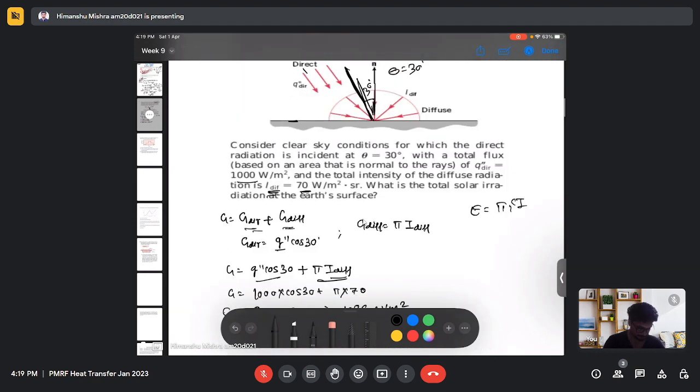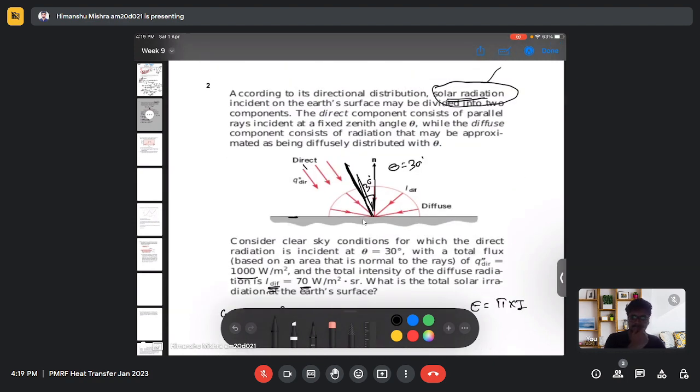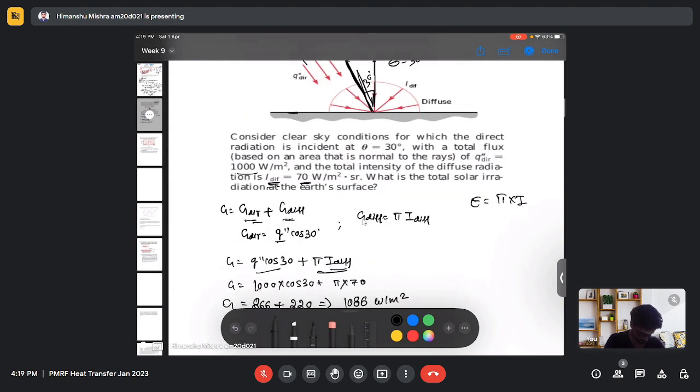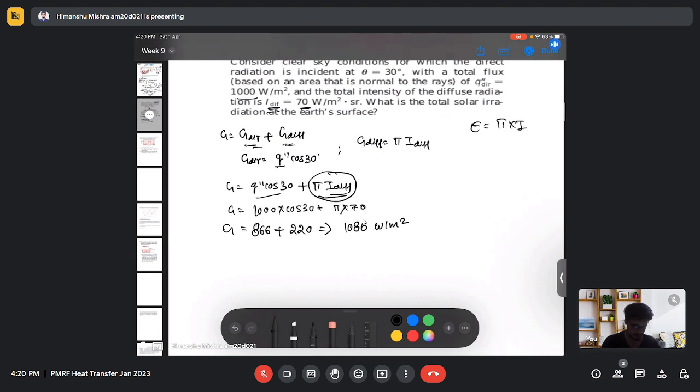So that emissive power you have used, G is equal to pi into intensity. Can we use it for G direct also? No. This is valid only for the diffusive nature, not for the direct case. For the direct case, you need to use the integration and all. So in the next question, I will use that. It will be clearer from the next question. Okay.